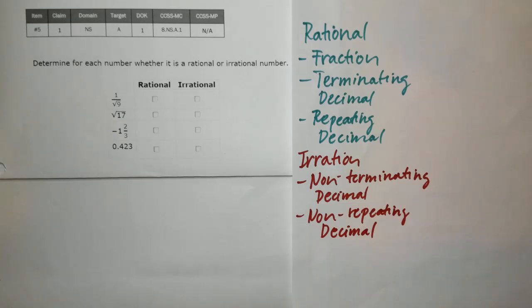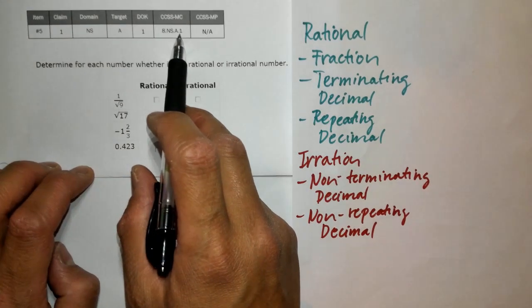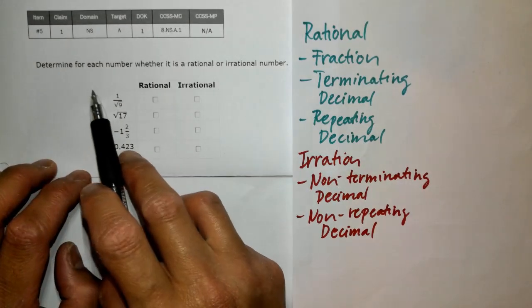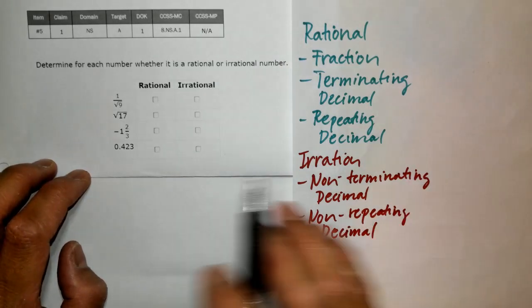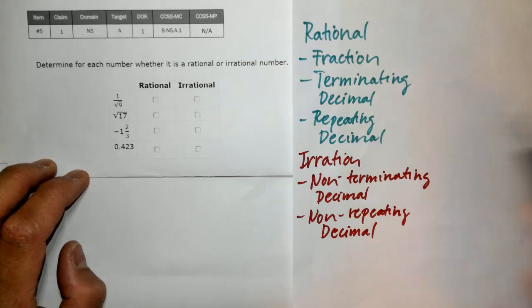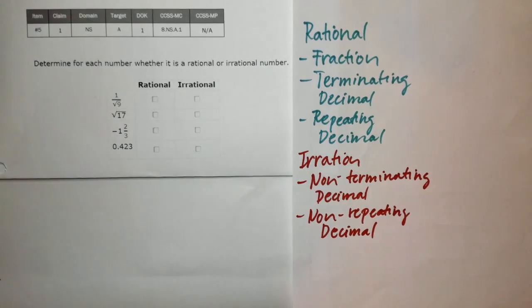Practice test number 5, Math Standard. 8.NS.A.1. Determine each number whether it is a rational or irrational number. Now, before we answer this problem, let's talk about rational and irrational numbers.